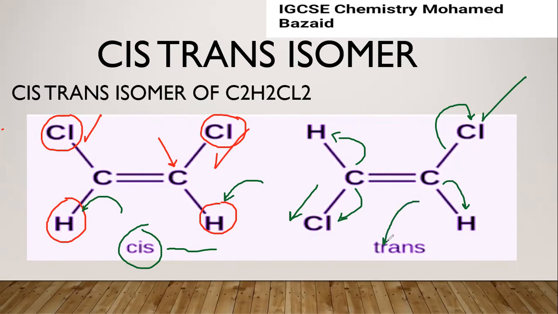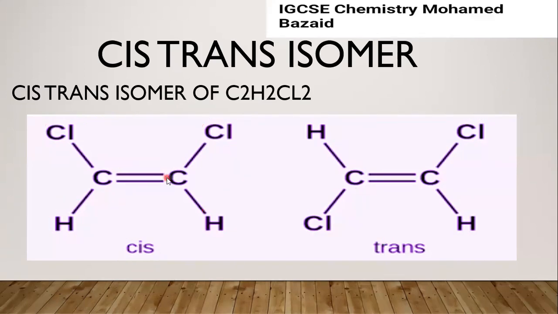Trans isomer. So I can summarize what I said today. In cis isomer, the substituents on the carbons are in the same direction. Chlorine up, chlorine up, hydrogen down, hydrogen down. So this is cis isomer. But in trans isomer, they are in opposite directions: chlorine up and chlorine down, but here hydrogen down and here hydrogen up. So this is trans isomer.